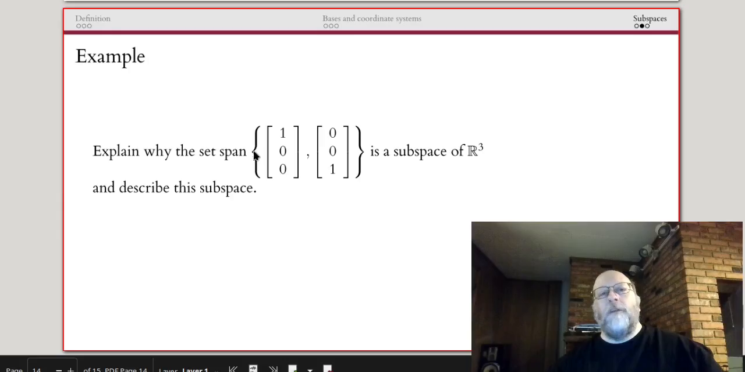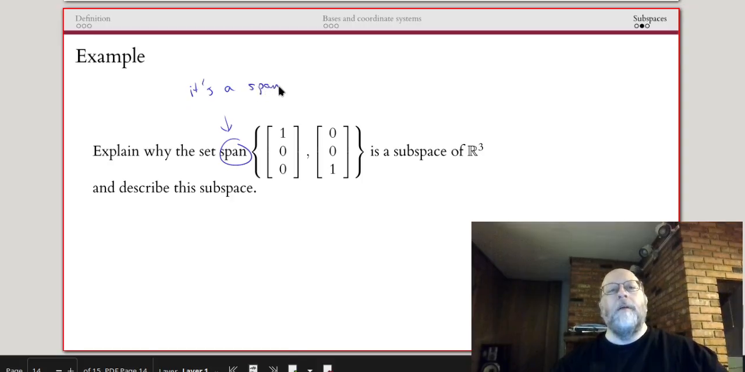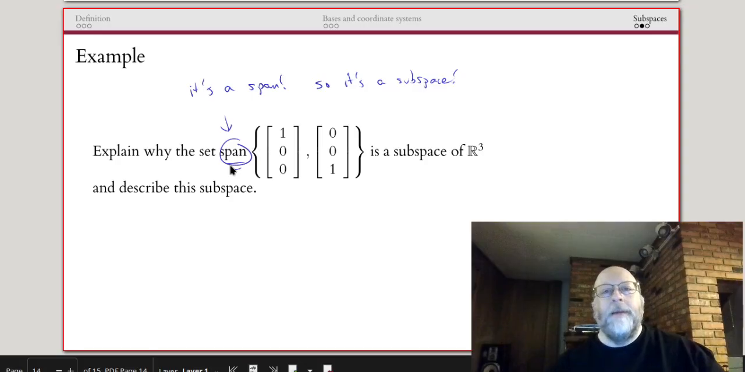So for this example, why is this a subspace of R3? Well, by definition, a subspace is a span, and this is a span, so it's a subspace. That's super easy. If you can show that a set of vectors is a span, it is a subspace. In this example I'm telling you that it's a span, so it's automatically going to be a subspace.